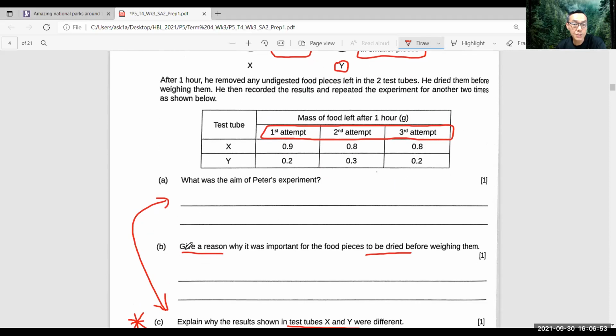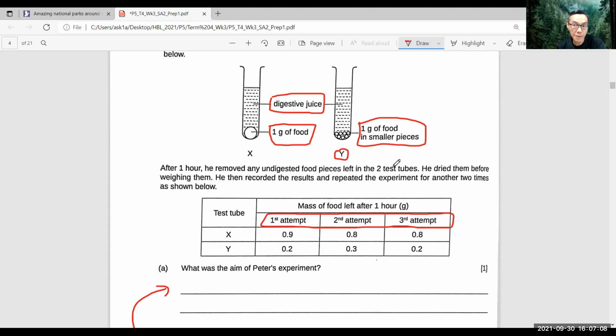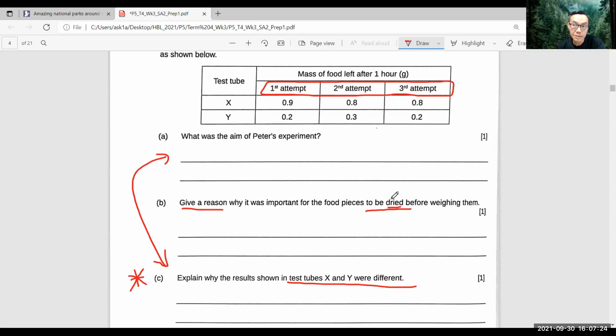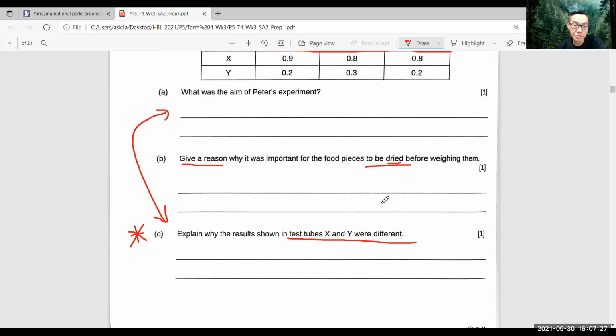In part B, they ask you to give a reason why it was important for the food to be dry before weighing them. As long as your answer is reasonable, marks will be given. As we know, this experiment wants to compare the amount of food being digested. So the possible reason would be to ensure that the mass of the food does not include the mass of the digestive juice.